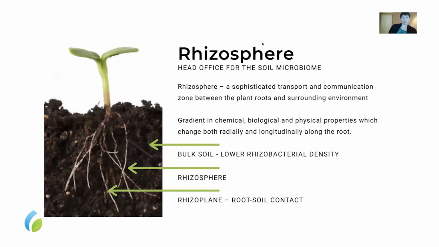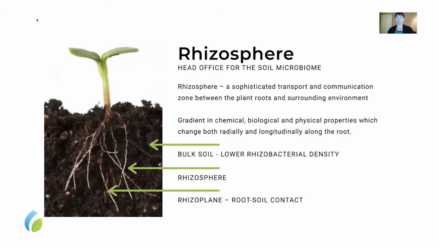So when we talk about soil, it's important to note that not all soil is equivalent. Even though we look at a field and it seems relatively insignificant to us, there are zones within that soil that are much more important from an agricultural perspective. And one of them would be the rhizosphere.